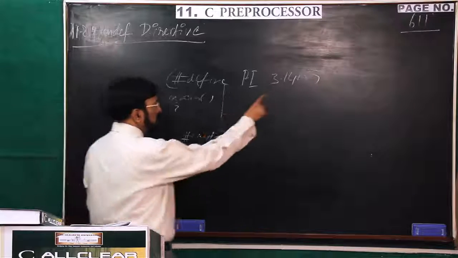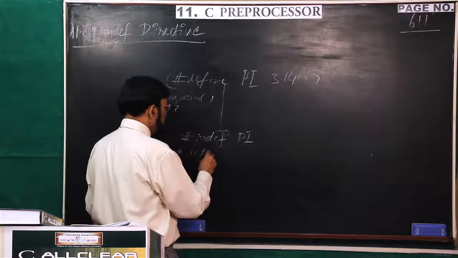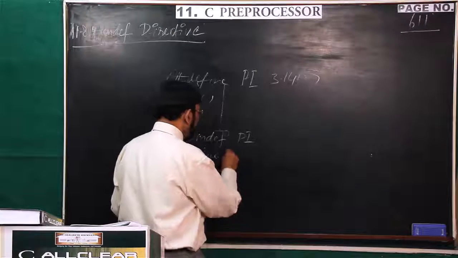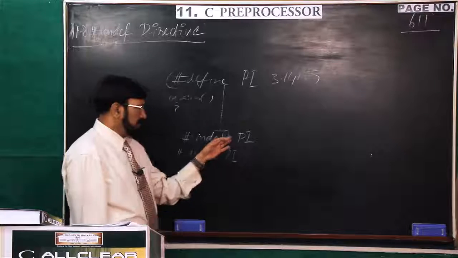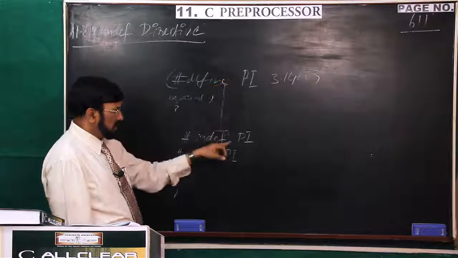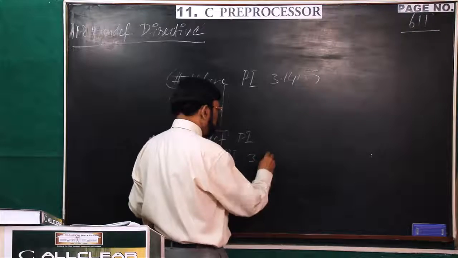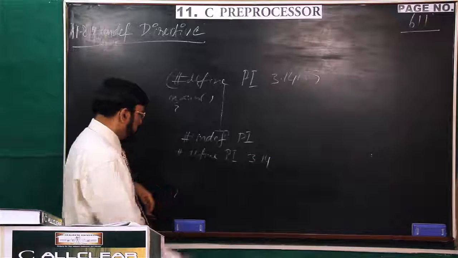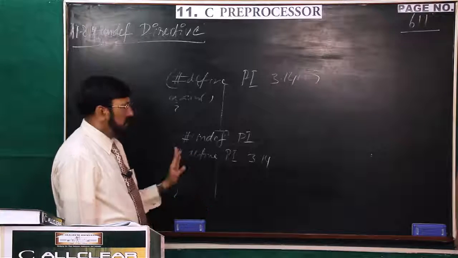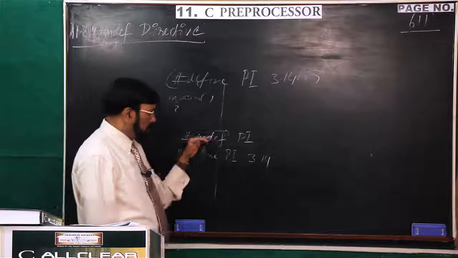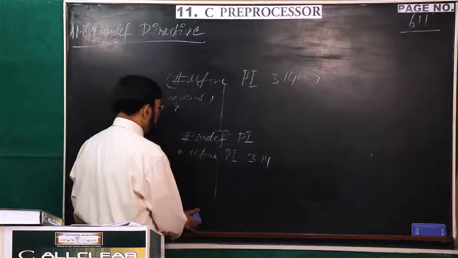Suppose now we have given this value. Now if you want to define it with the other value, you can define it. Pi, the same thing, because already it is nullified. Already because of undef, it is nullified. Now you give 3.14 only. For the rest of the program, this value is applied. In this way, if you want to nullify that by using undef, you may get it out.